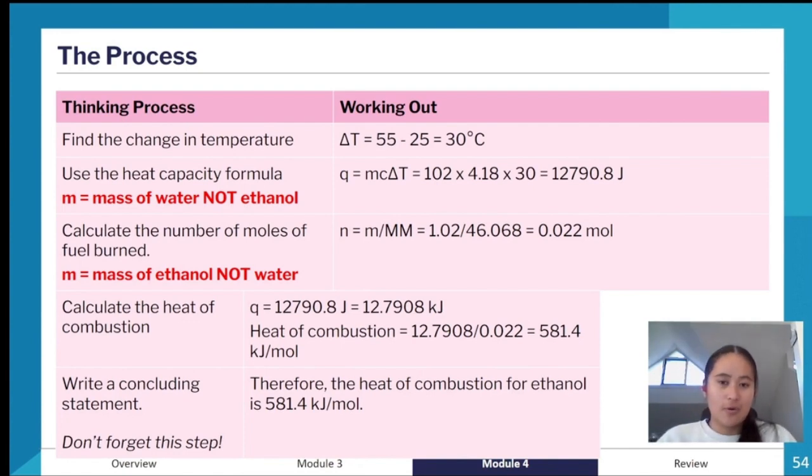And then you multiply by 4.18, which is the specific heat capacity of water. That's why we use the mass of water. And then the delta T, and then we get it in joules. So then what we want to find out with heat of combustion is how many kilojoules per mole is being released.